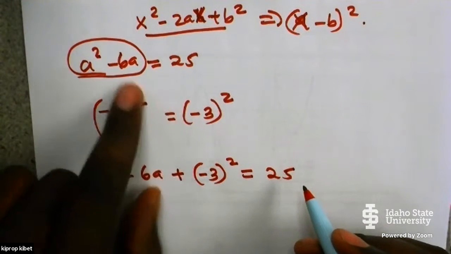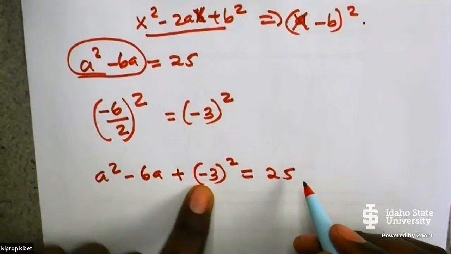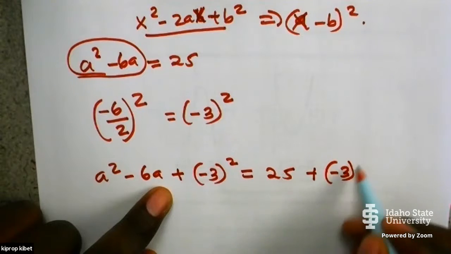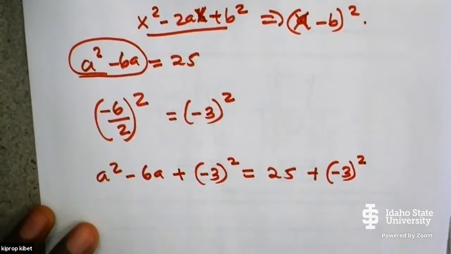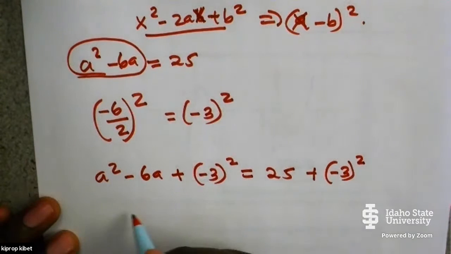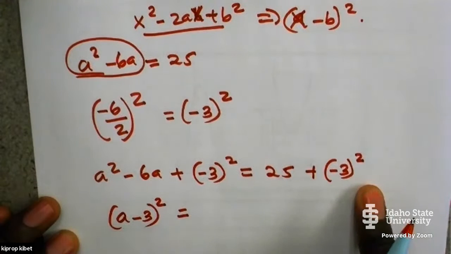What we have done on this side, we do on the other side. So plus minus 3 squared. Then we write this side as the binomial squared. So it will now be a minus 3 squared, equals, and now we solve the other side.